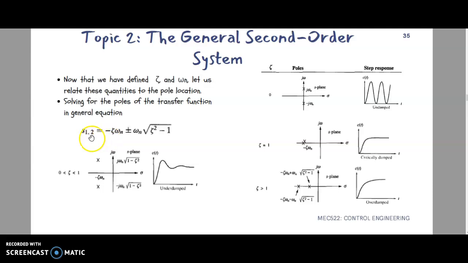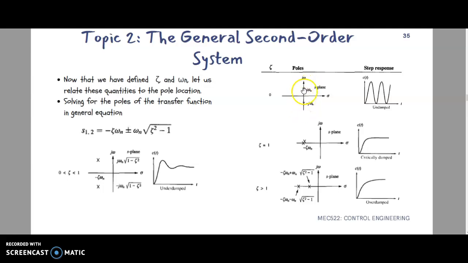So s1,2 equals minus lambda omega n plus minus omega n square root of lambda squared minus 1. So you akan dapat dia punya pole ni. Kalau tengok kat sini dia adalah satu real number, satu complex number kan. Maksudnya complex. So bila dapat macam ni, this one is underdamped. Underdamped dia punya lambda between 0 to 1. Kalau undamped, dia punya lambda is 0.